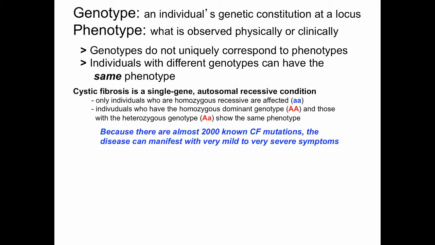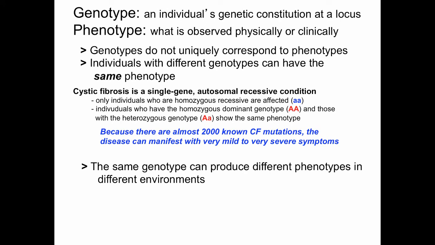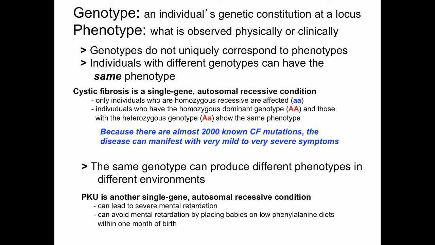Because there are almost 2,000 known mutations in the gene that causes cystic fibrosis, the disease itself can manifest with very mild to very severe symptoms, and we'll have more to say about that later. The same genotype might also produce different phenotypes within different environments. PKU, for example, is another single gene autosomal recessive condition. It can lead to severe mental retardation, but you can avoid all the adverse phenotypic effects of PKU by placing babies on low phenylalanine diets within a month of birth.